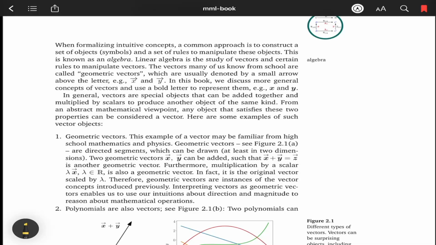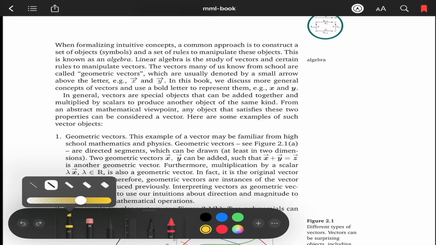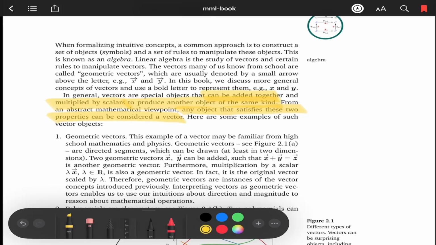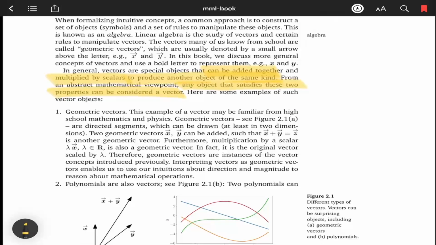So what's important here is this sentence: any object that satisfies these two properties is considered a vector, which can be added together and multiplied by scalars to produce another object of the same kind. This is really important. Anything which we can add together or multiply by a scalar, and a scalar is just a number, is considered a vector. Anything. It's really hard for me to think of anything else than an arrow.